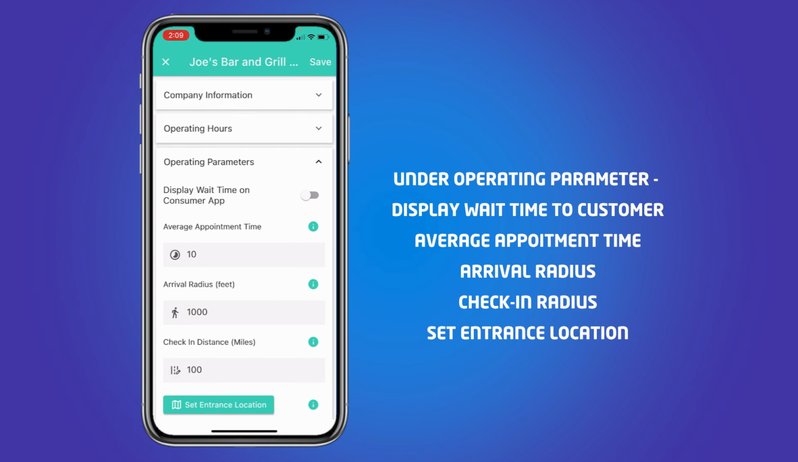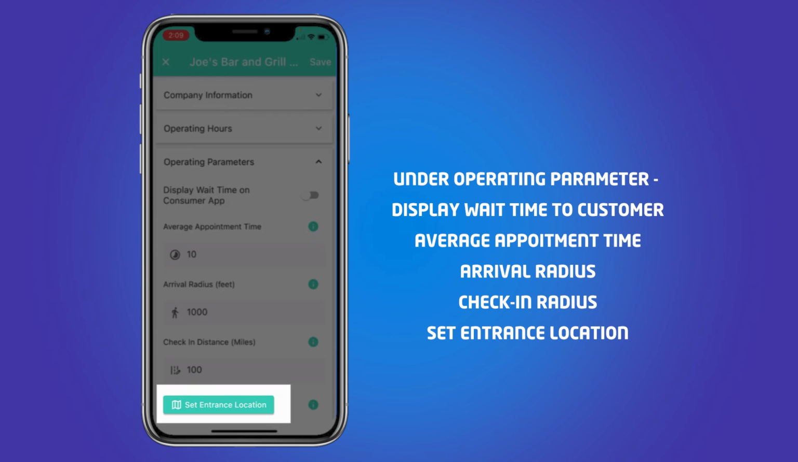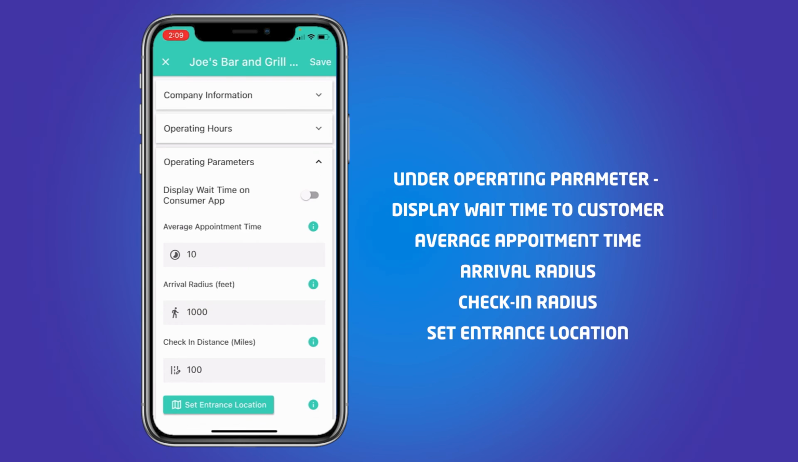The final parameter is set entrance location. To do this, go to your reception area and then click Set Entrance Location. This will save your location and be used for the check-in process for determining arrival radius and check-in distance.